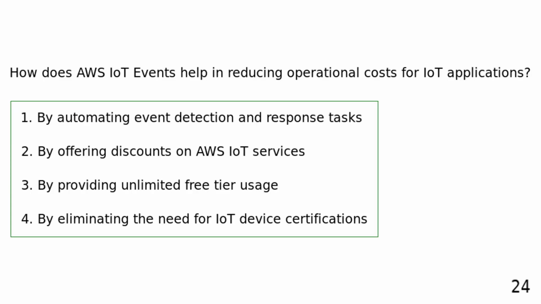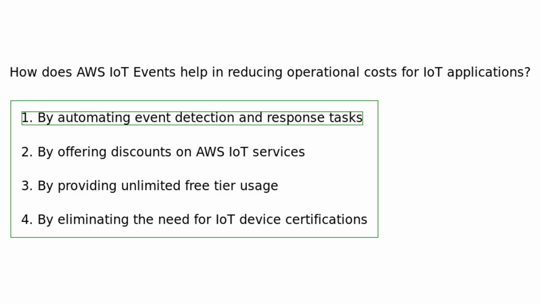How does AWS IoT Events help in reducing operational costs for IoT applications? By automating event detection and response tasks. By offering discounts on AWS IoT services. By providing unlimited free tier usage. By eliminating the need for IoT device certifications.